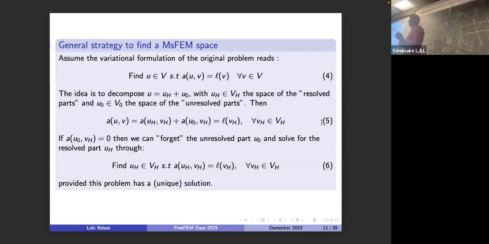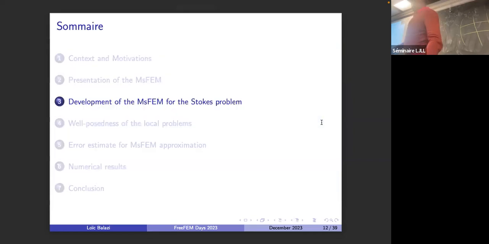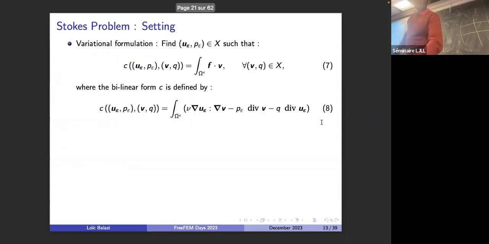And then if we inject this formulation in the equation, and if we choose U0 and VH, that is to say, if we choose the resolved space and the unresolved part orthogonal with respect to A, we can forget the unresolved space, and equation 4 is simplified as 6. And this problem is easy to solve if there is a solution. And then I will apply this technique for the Stokes problem.